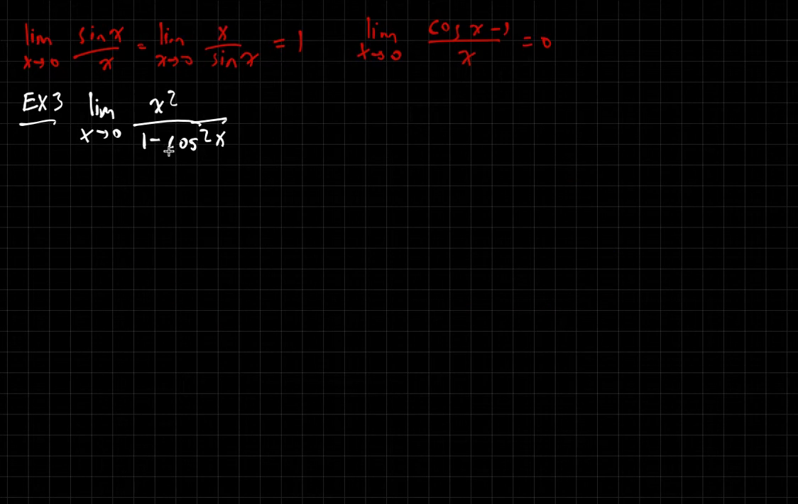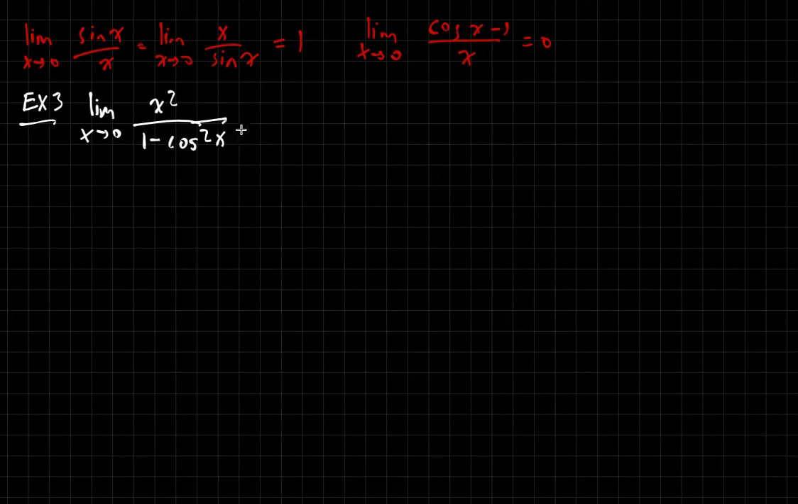So the third example is saying, what is the limit as x approaches 0 for x squared over 1 minus cosine squared x? Just because you see a cosine x here doesn't necessarily mean you're going to try and manipulate this expression and make it look like this, okay? Because sine and cosine have a lot of similarities. And I'm going to show you how to maybe manipulate this to figure out maybe if it's this or this.